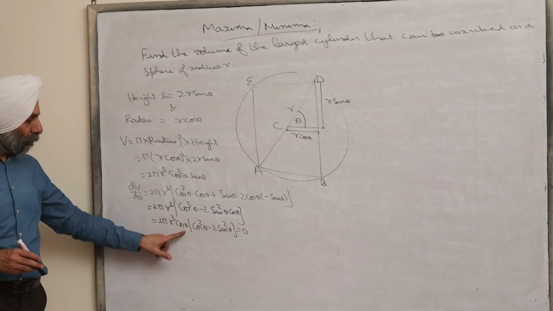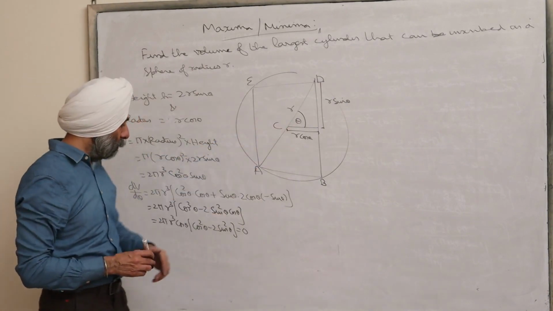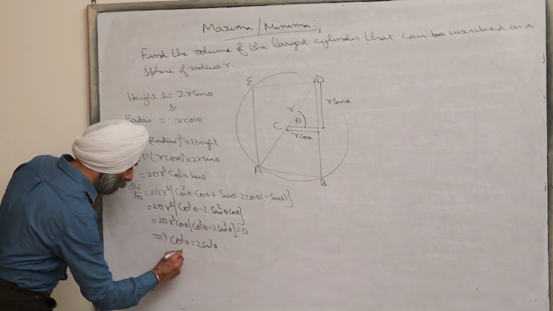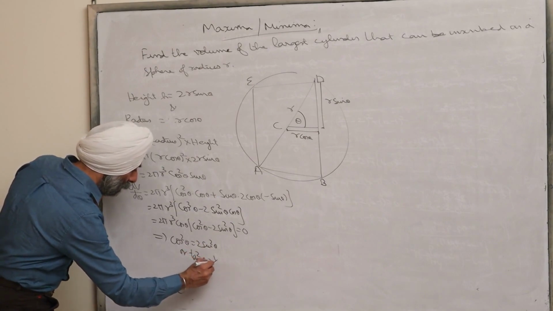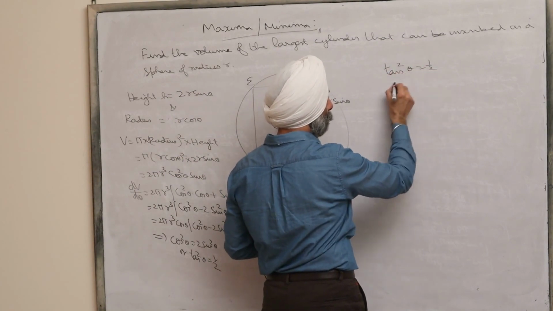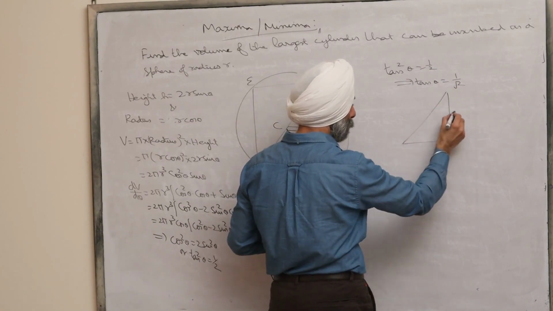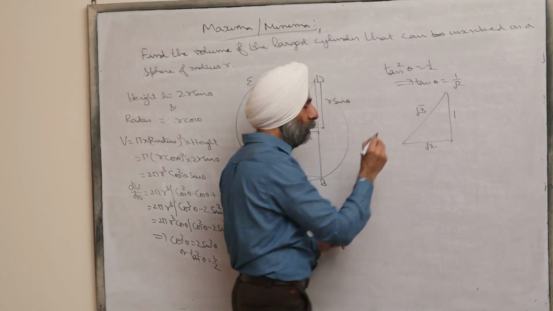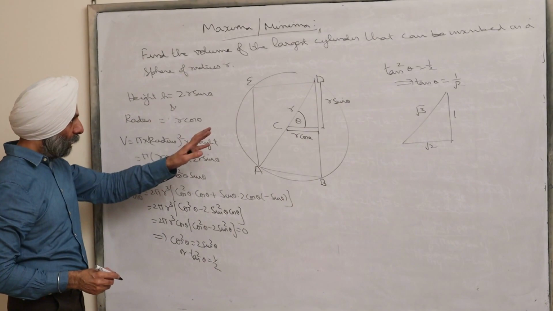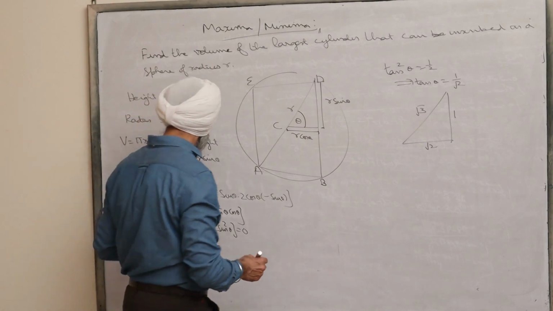Now from here, if I equate it to 0, cos theta equals 0 implies theta equals 90 degrees, which is not possible. So this implies cos squared theta is equal to 2 sin squared theta, or tan squared theta equals half. So tan theta equals 1 over root 2. Through the triangle you can see that this is 1, this is root 2, then this has to be root 3 here. We will use these values to show that the second order derivative at these values is negative, because the volume is largest.